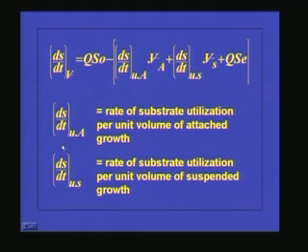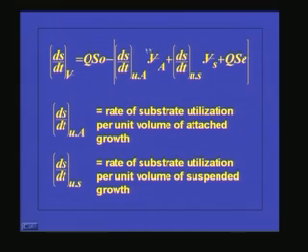So how can we find out the rate at which the substrate is entering the system and rate at which the substrate is being removed from the system? The rate at which substrate is entering the system is nothing but Q into S0, where Q is the flow rate and S0 is the initial BOD of the wastewater. And the substrate removed from the system is equal to ds by dt UA into VA plus ds by dt US into VS plus Q into Se.